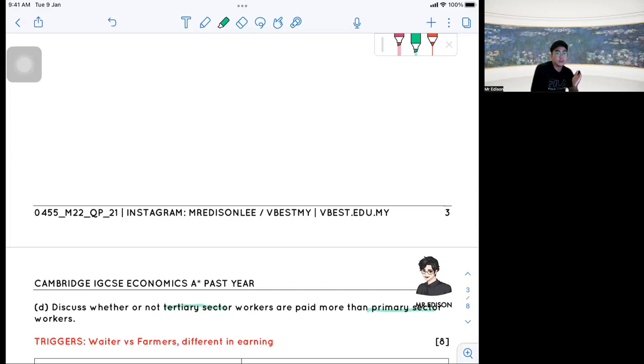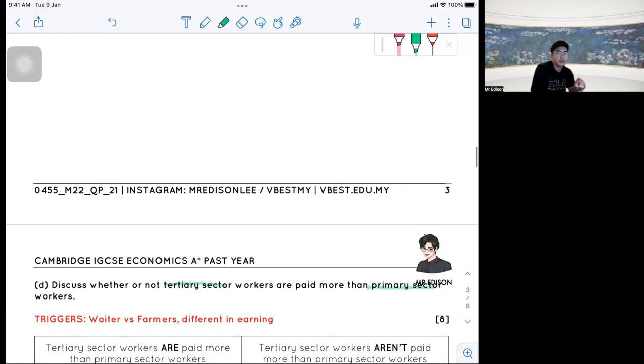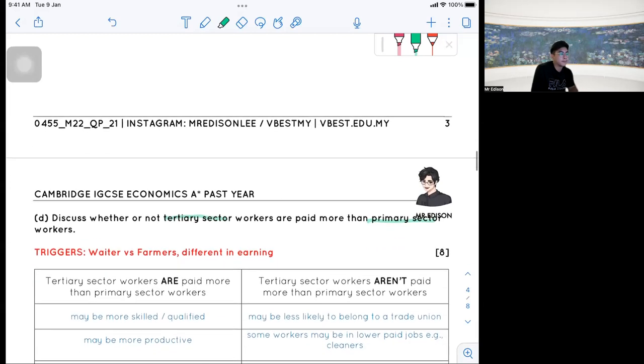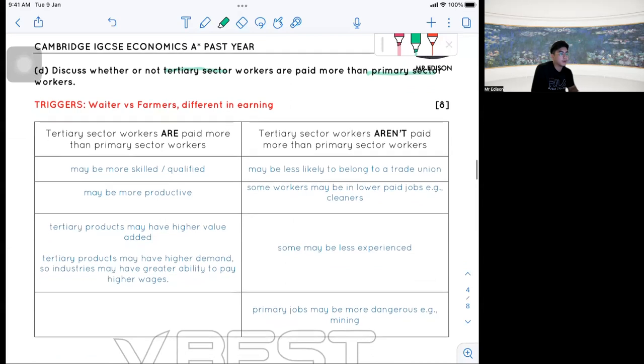Yes, if you want to self-study, this one is in 3.1 or 3.2. I'm not sure. 3.2 if I'm not wrong. Difference in earning. Okay, 3.3 or 3.2, somewhere around there. Okay, so let's look at it. We have quite a lot.